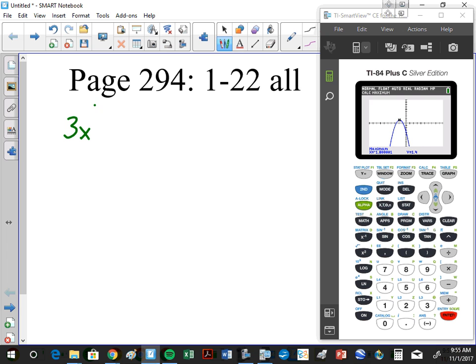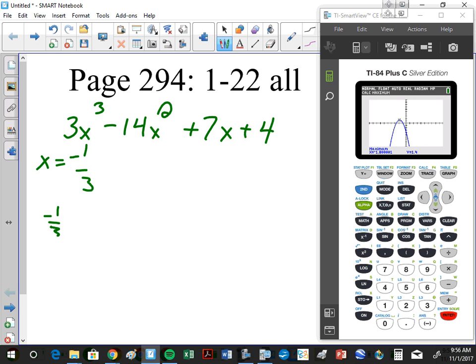3x to the third minus 14x squared plus 7x plus 4. And I know that one of the roots is -1/3. So I put -1/3 in the box. And then I list all of the coefficients: 3, -14, 7, and 4.